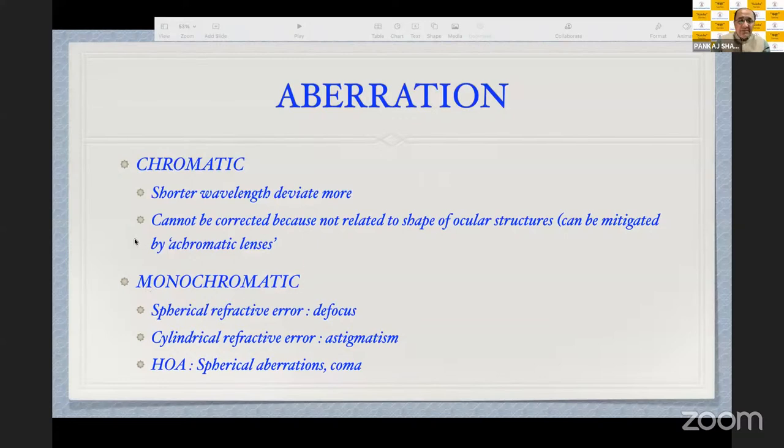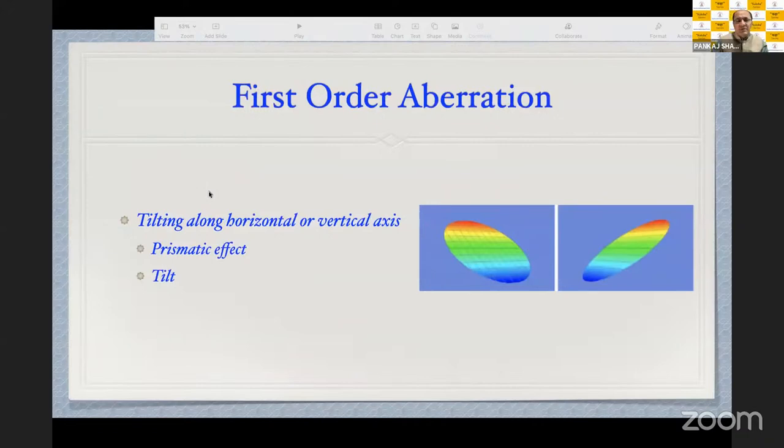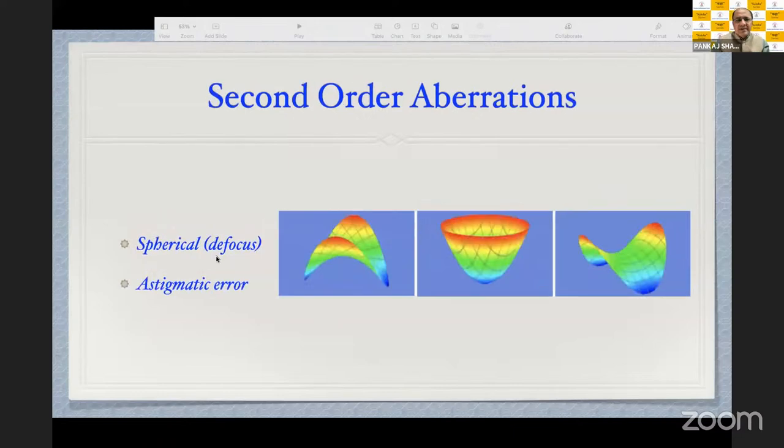The other aberrations which can be dealt with are the monochromatic, which means each wavelength of light will have its aberration, which have the low order aberrations and the high order. Low order are the spherical refractive error and cylindrical refractive error, the defocus and astigmatism. And higher order are described by the Zernike's polynomials. The first order aberration is just a prism effect or a tilt. If the image is just shifting, but it is sharp, it is first order. Second order aberrations are the ones we have, with the rule or against the rule astigmatism or a defocus, just a spherical or an astigmatic error.